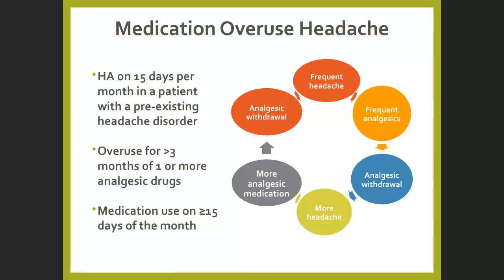So medication overuse headache refers to overuse of analgesic drugs for 3 or more months, and it occurs when you have medication use on more than 15 days of the month. So what happens is that you have frequent headache, you take your frequent simple analgesics, your NSAIDs or your acetaminophen. When you get analgesic withdrawal, there is more headache, a rebound headache, which leads you to take more analgesic medication. You get analgesic withdrawal again, more medication, more headache, and you end up with a vicious cycle.